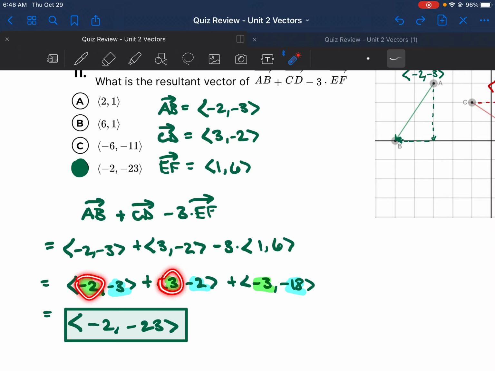Horizontal components are highlighted in green. They give me a total sum of negative 2. Vertical components are highlighted in blue. They give me a total sum of negative 23.